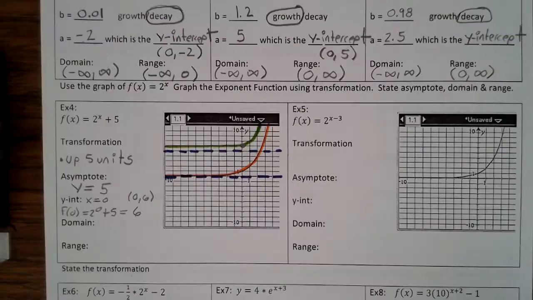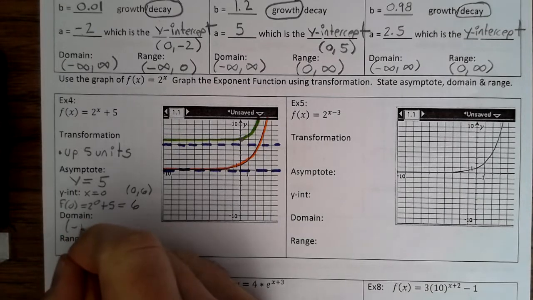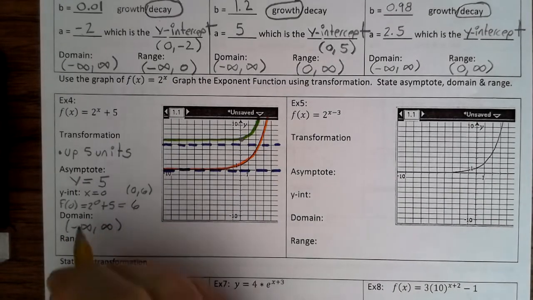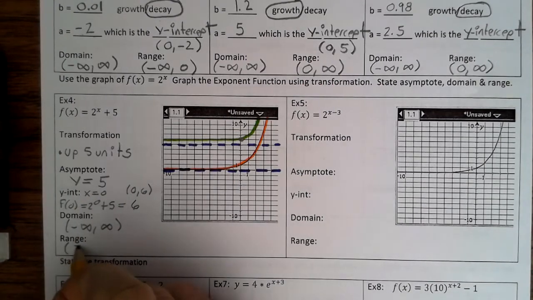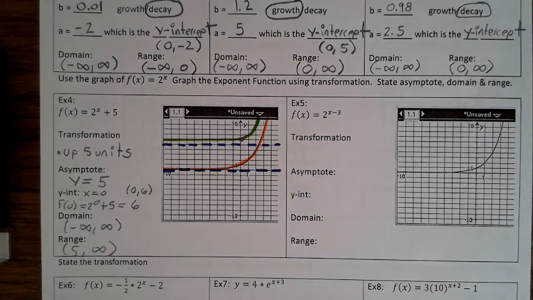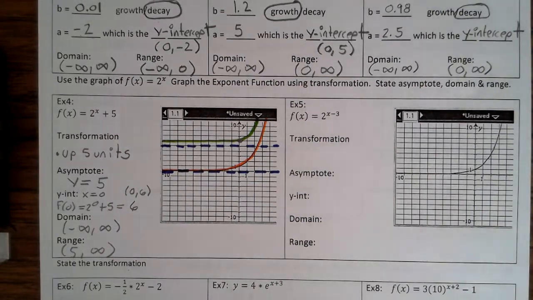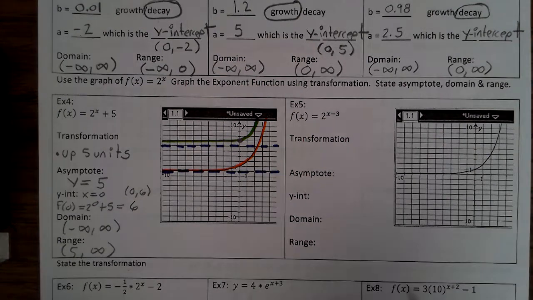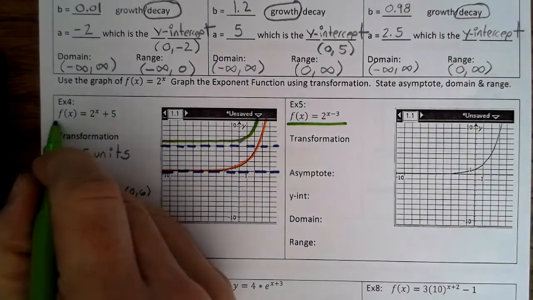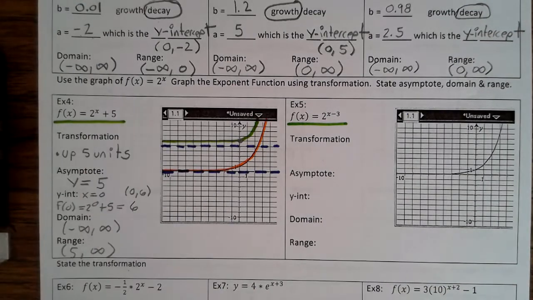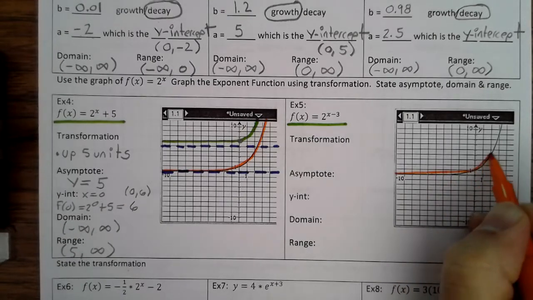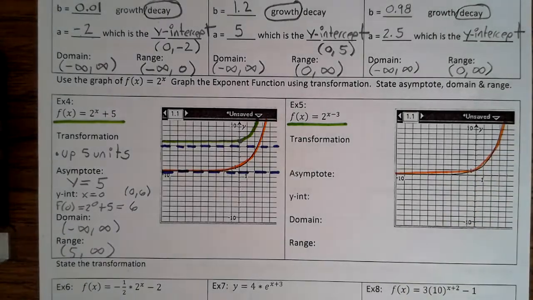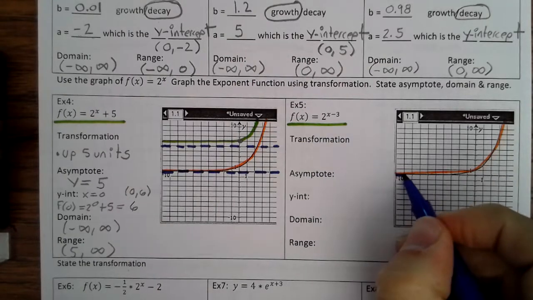Okay, domain is from negative infinity to positive infinity, and range would be, it was from 0 to infinity, but it moved up 5, so it's from 5 to infinity. All right, go ahead and finish up example 4. All right, let's take a look at example 5. Okay, now, again, I've graphed the parent exponential function here, so let's do that in orange. Remember, the parent function has an asymptote at y = 0.